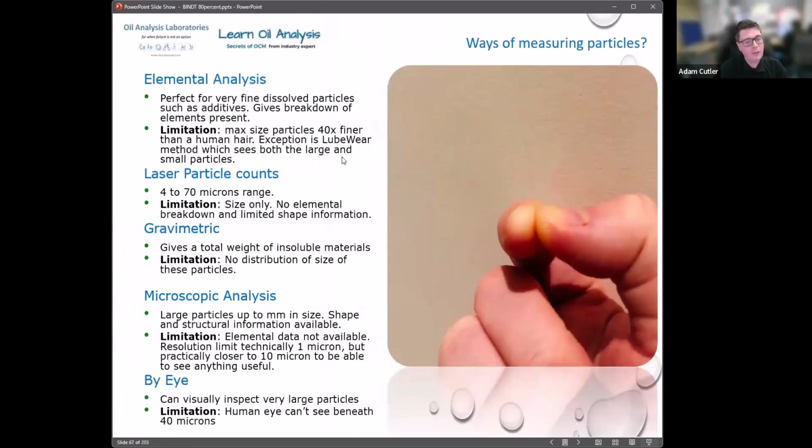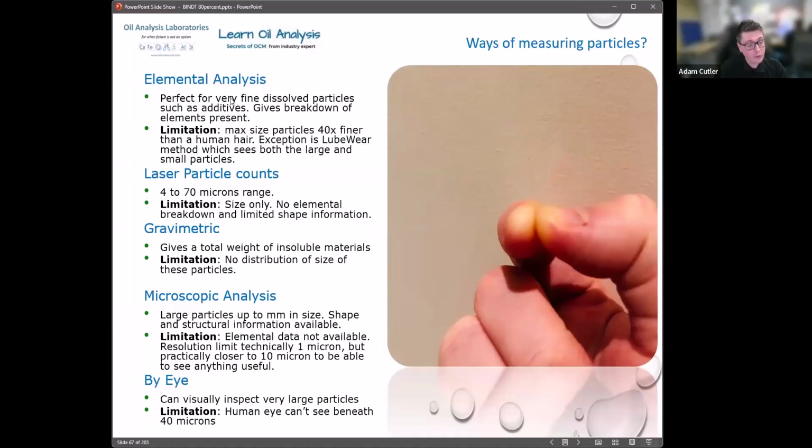So again, talking about ways of measuring particles. We have different ways of measuring them. We can do elemental analysis. This is perfect for very fine or dissolved particles such as additives, and gives a breakdown of the elements present. The problem is that the max size, these can only tend to work on 5 microns. So we had the 4, 6, and 14. Right at that bottom end is kind of the biggest particles that normal oil analysis can pick up.